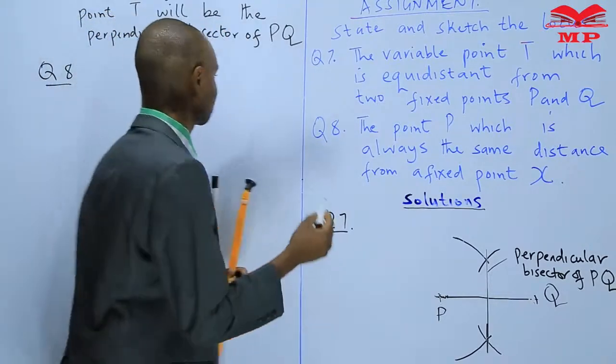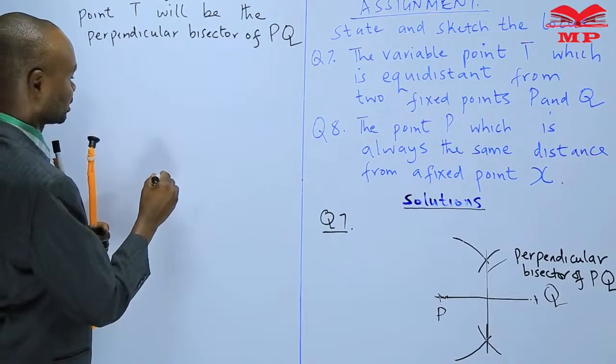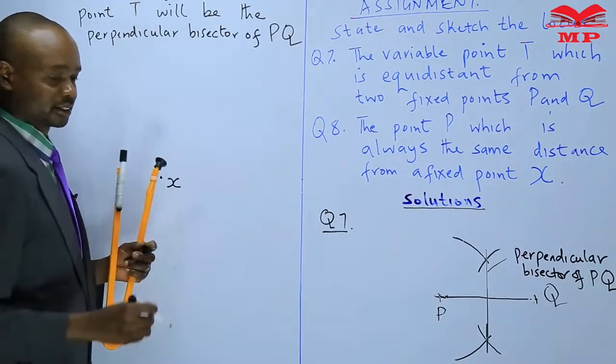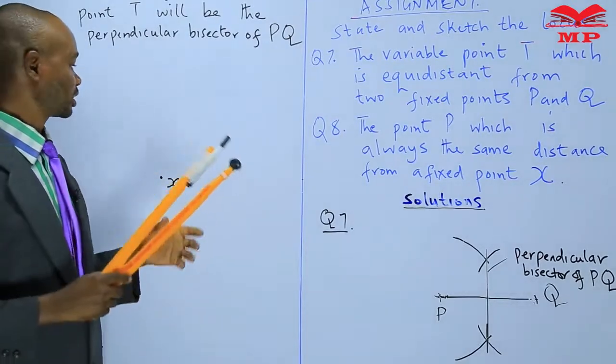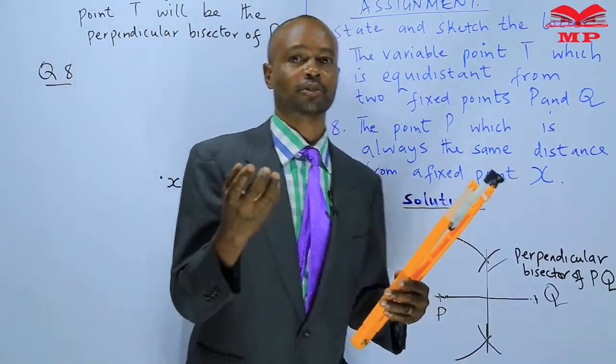So there is a locus there which is always at the same distance. So I'll have in question 8 to identify what? My point X. Identify your point X. So since it is at equal distances, you can actually get a good picture of this.